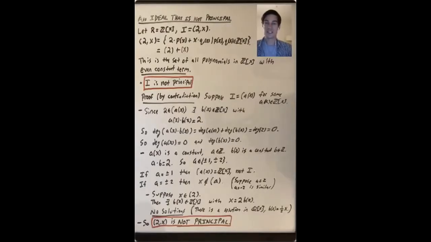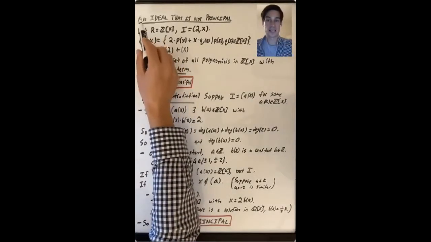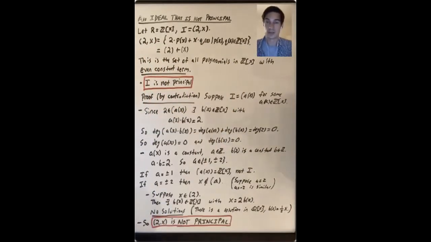Now that we know what it means for an ideal to be principal and what it means for an ideal to be finitely generated, the goal of this video is to introduce a couple of key examples. And first, we'll talk about an example of an ideal that is not principal.